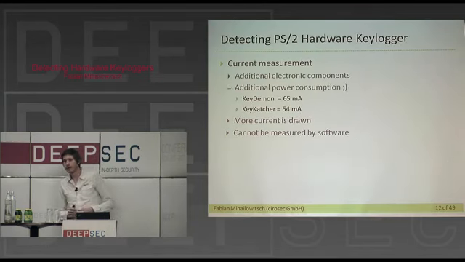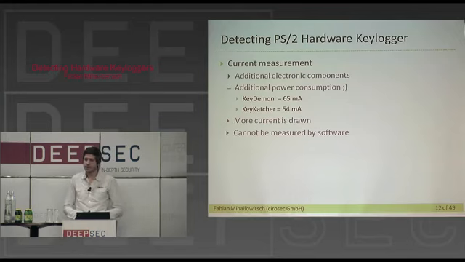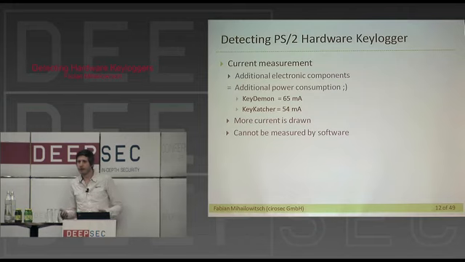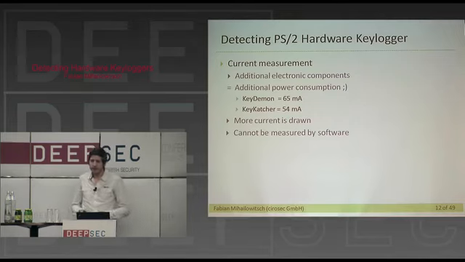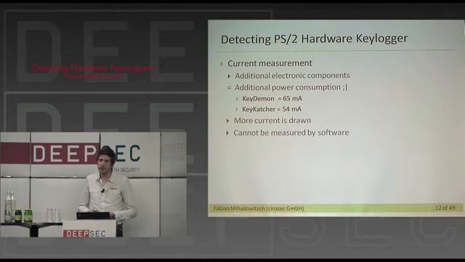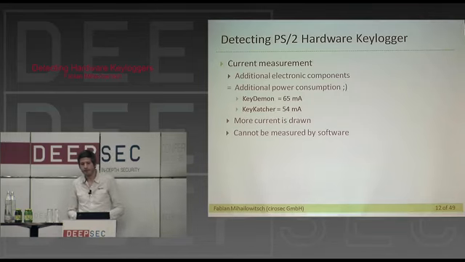The first thing I came up with when I tried to detect them is current measurement. You plug in additional hardware, so you have additional electronic components which consume power, and you can measure it. If you go on the line physically, you can measure that KeyDaemon consumes about 65 milliamperes and KeyCatcher 54. So you can detect it from the more current drawn, but sadly you cannot measure it in software since the motherboard doesn't provide any sensors to actually measure it.